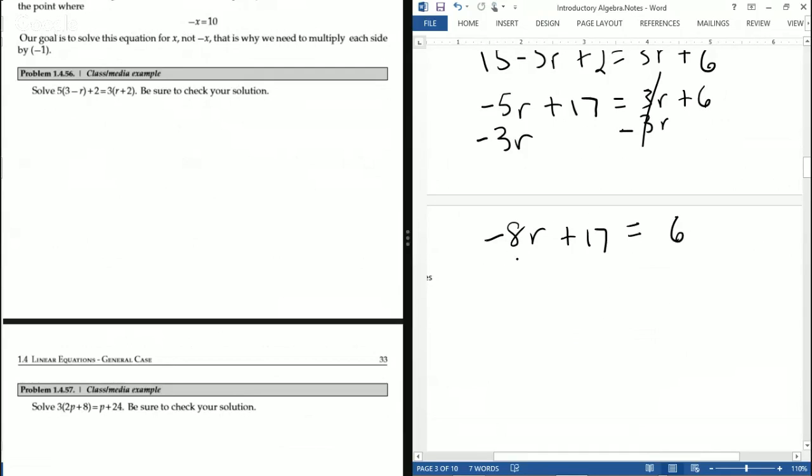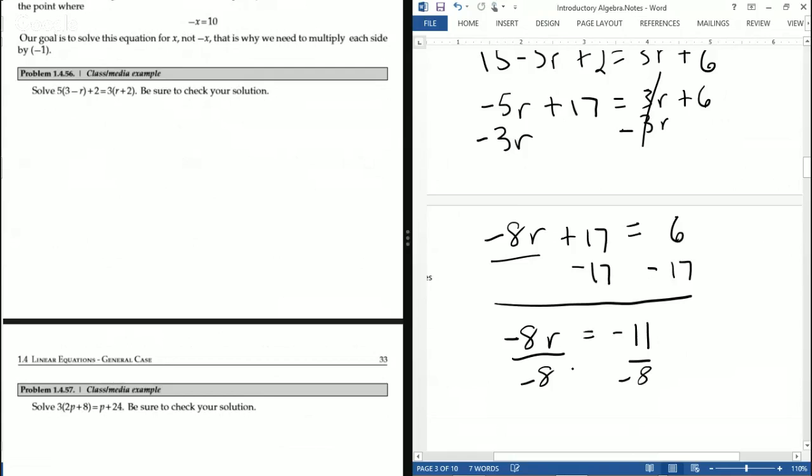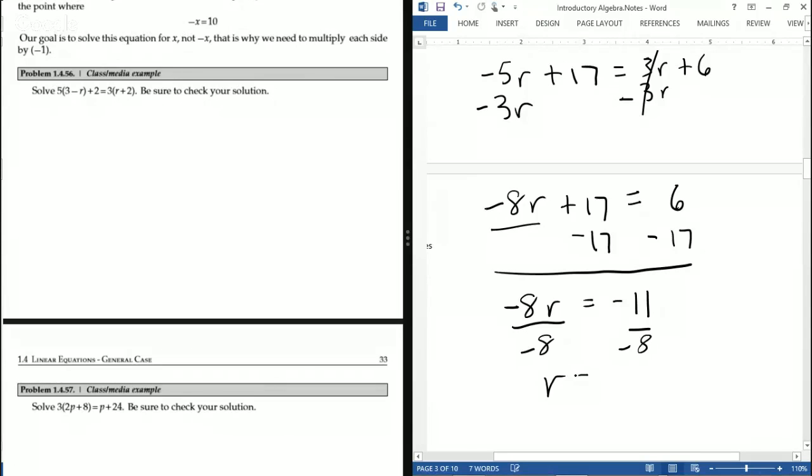And now I need to, again, isolate my r term. So minus 17 from both sides. This is starting to get a little fun because we're solving our equation systematically. Negative 8r is equal to 6 minus 17, and that puts us at negative 11. And now divide both sides by negative 8. We get r is equal to positive 11 over 8, and that's the final answer.